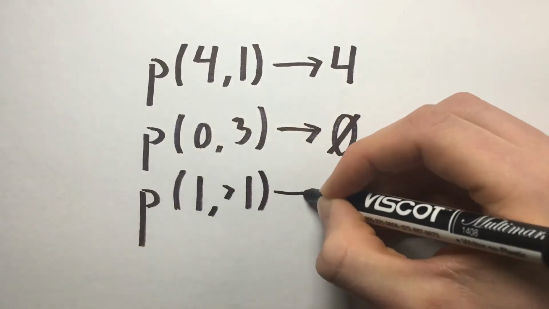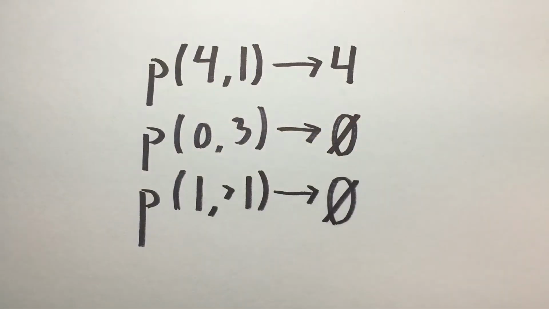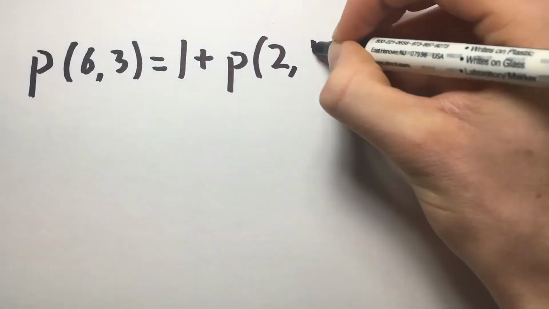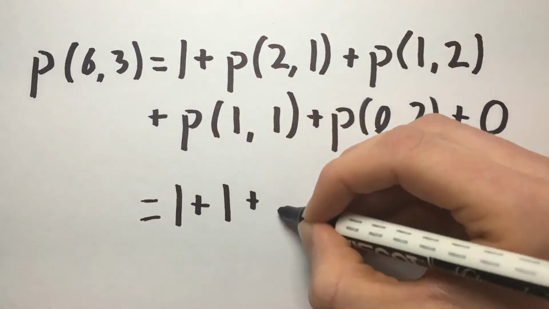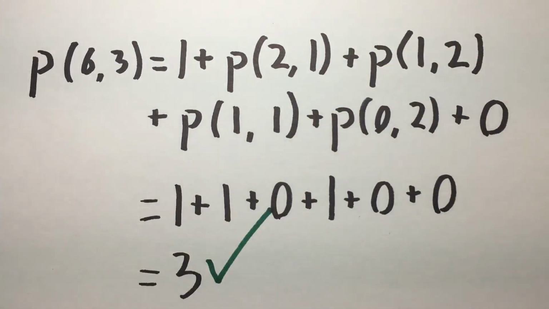The final rule is the partition of 1 with any restriction greater than 1, which equals 0 because 1 is only made of one part. So it doesn't make any sense to ask how many ways to write 1 with 2 parts. And there we go. Using the rules to finish the calculation, we get 3, which is the same as we got when we did it visually.